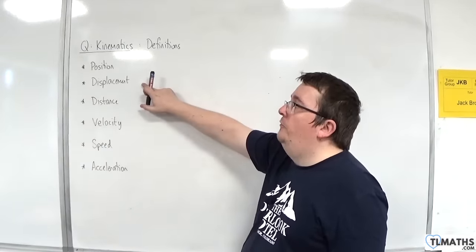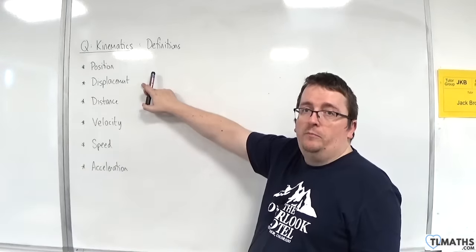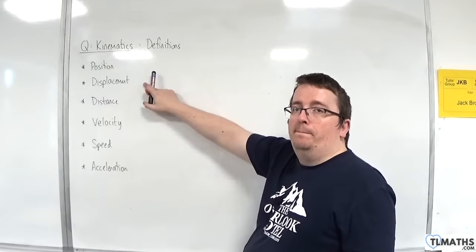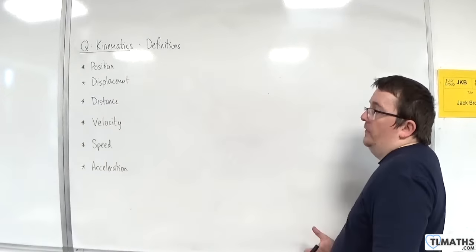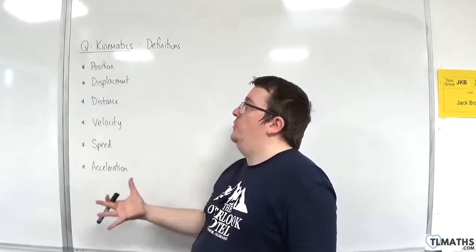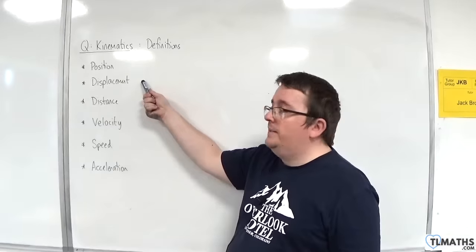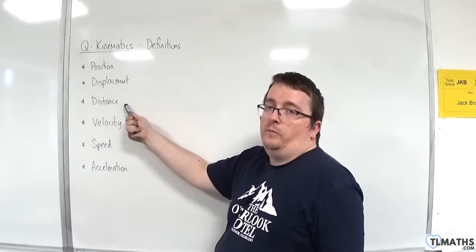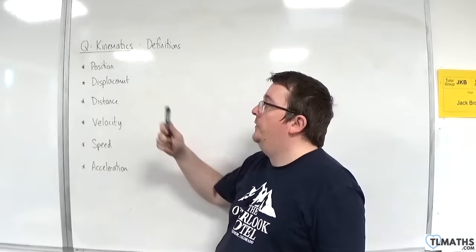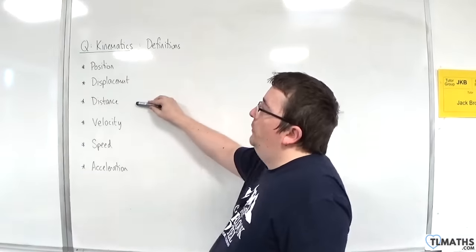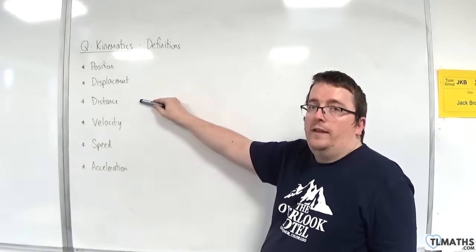Displacement is how far away from your starting point you were. So you didn't necessarily need to start at the origin. The distance is the magnitude of the displacement. If the displacement is a 2D vector, then you can work out the distance using Pythagoras' theorem, and it is the length of the vector. So all three of those, units-wise, are given in meters.